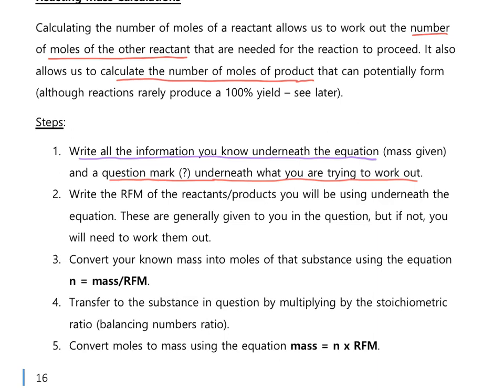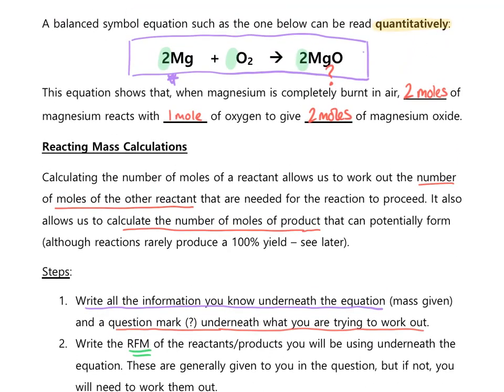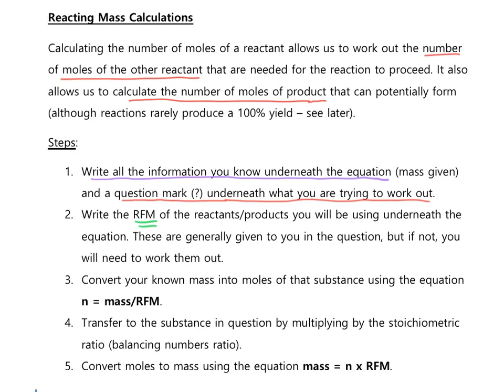Next thing you need to write down under your equation is the RFM of the reactants or products that you will be using, underneath the relevant part of the equation. So again, looking at the example, if you were given the mass of magnesium and asked to work out the mass of magnesium oxide, you would need their RFMs underneath that part of the equation. It just makes our calculations a little bit easier. With these types of calculations, you will be given the balanced symbol equation, and you will be given the RFM of the reactants or products in general. If you're not given them, you'll need to work them out, but in most past paper examples, you're actually given the RFM values.